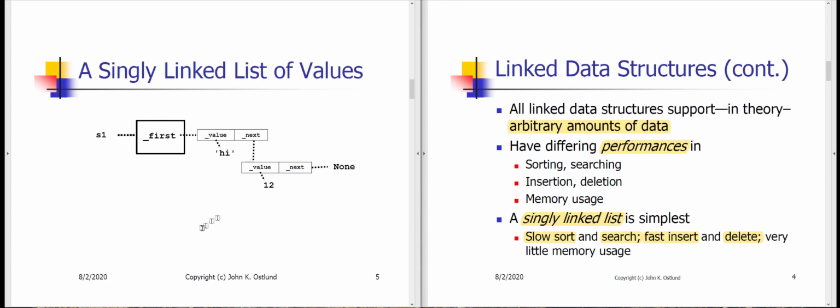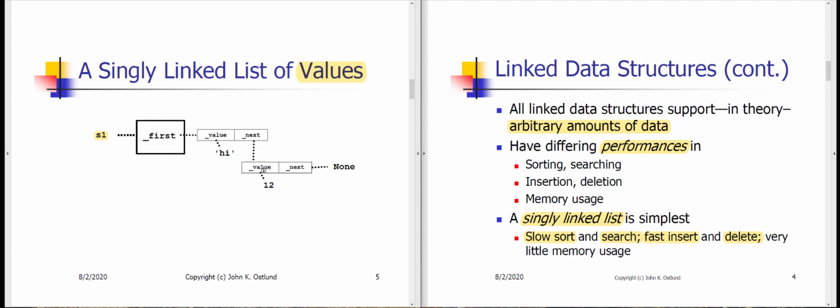Here's a diagram of a singly linked list of values. This happens to have two values in it. First of all, this is our linked list object, our singly linked list object, and we've chosen the variable name s1 to keep track of this singly linked list object. The only state that we're going to keep track of within the singly linked list object is this data attribute called _first. If the list is empty, then _first is simply referring to None.